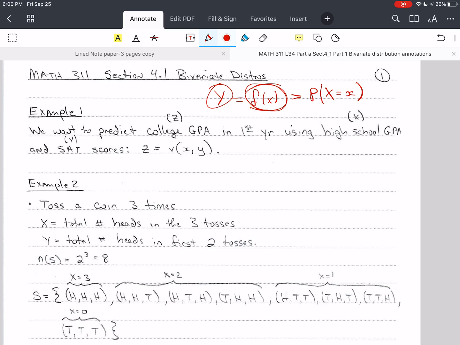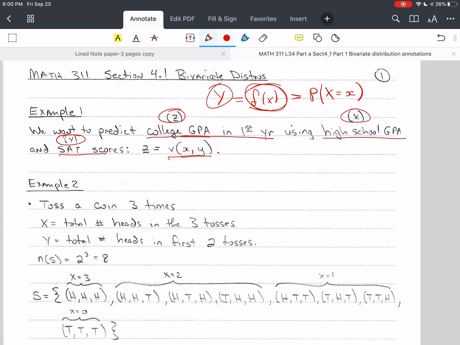Okay, now we want to deal with two variables at once. And so this is an example where we want to predict the college GPA in the first year, we're going to call that Z, using the high school GPA, X, and the SAT scores, Y. And so we could say that Z is approximately, or is, some function V of X and Y. Okay? So this function is, in our case, we're going to look not just at a function, but at a distribution function. So it's going to be a PMF, a bivariate PMF, a probability mass function.